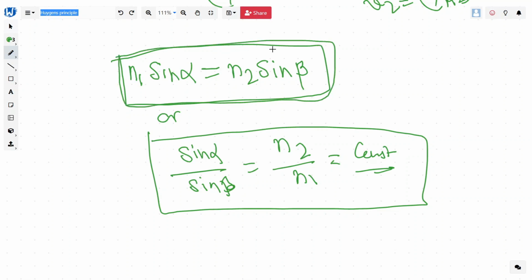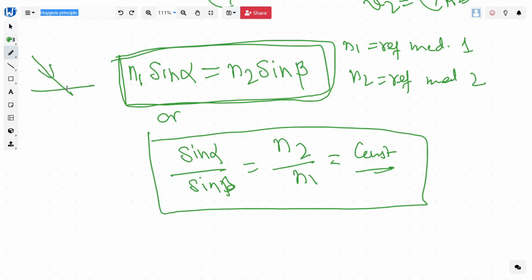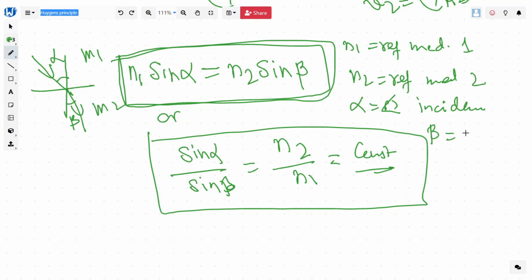to define and use in our problem, where N1 is the refractive index of medium 1, N2 is the refractive index of medium 2. So medium 1 is from where the light is originating, and medium 2 is where the light is going. This is medium 1, this is medium 2. Draw a perpendicular, this is your angle of incidence alpha, and this is your angle of refraction beta.